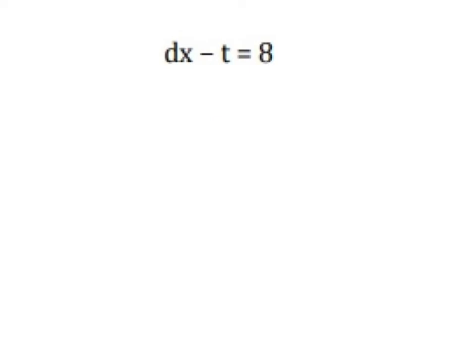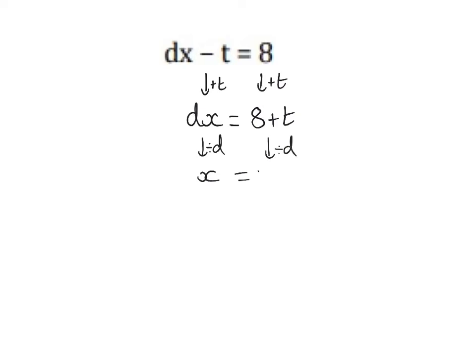So we've got dx take away t is equal to 8. So the first thing we would do here is we're going to add t to both sides to leave me with dx is equal to 8 plus t. We're then going to divide by d to leave me with 8 plus t divided by d.